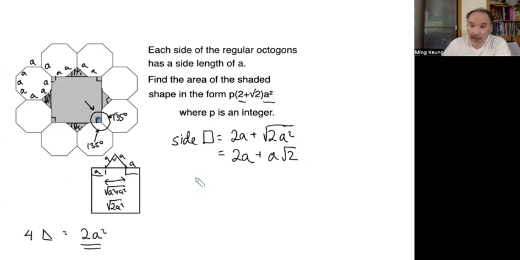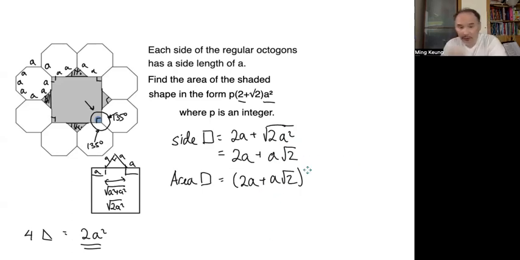So that's the side of a square. And how do I work out the area of a square? Well, I multiply two sides together. So that means the area of a square would be 2A plus A root 2 squared. And then when we open up the brackets, I'm actually going to rewrite this into two brackets just so I can show how the multiplication works. 2A plus A root 2.